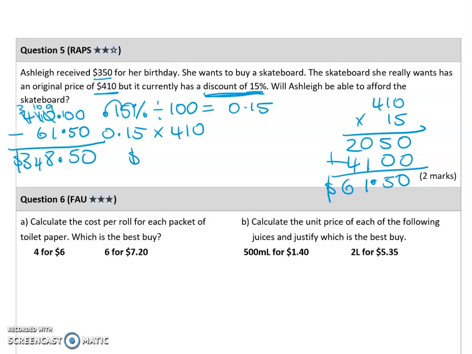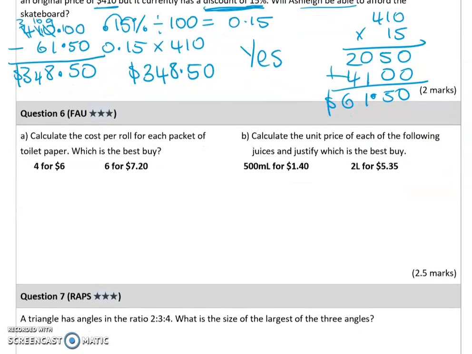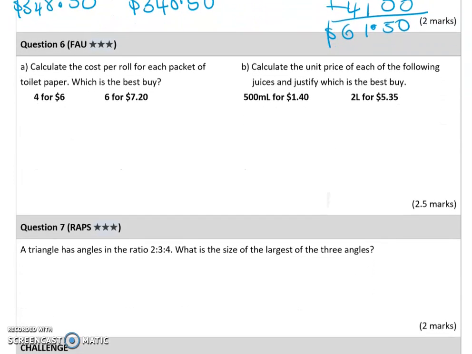$348.50. The skateboard now costs $348.50 after the 15% discount. So, will she be able to afford the skateboard? Yes. You would need to write a full sentence. Yes, Ashley can afford this skateboard at its sale price of $348.50. And you could even add that extra detail. Ashley would have $1.50 left over.